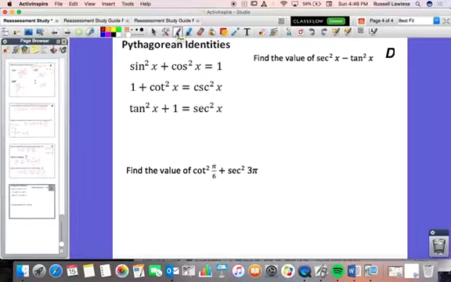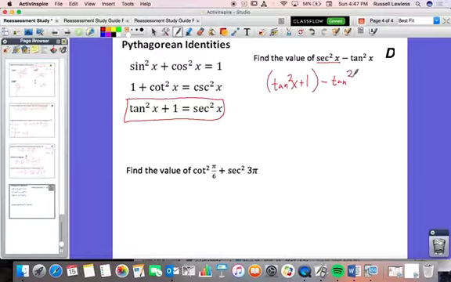Now, if I'm looking at secant squared x minus tangent squared x, the only identity that includes both of those is this one here. So would it be smarter for me to plug in secant squared minus 1 for tangent squared x? Or, oh wait, there's a tangent here. I'm going to plug this tangent squared x plus 1 into this secant squared x. So that would be tangent squared x plus 1 minus tangent squared x.